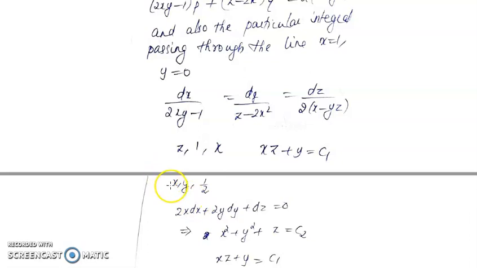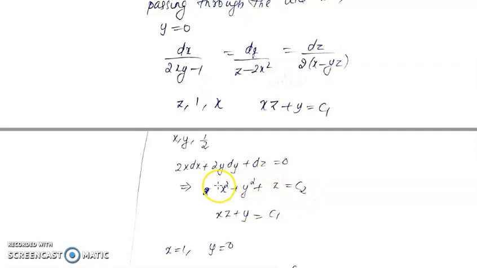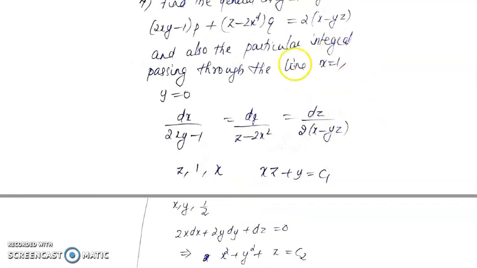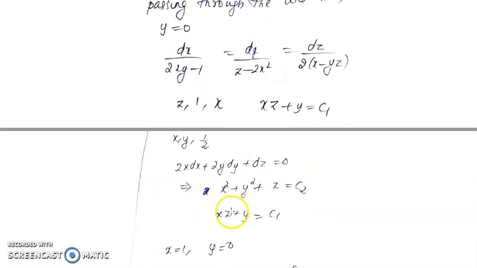So you will get x dx plus y dy plus 1 by 2 dz equal to 0, which can be simplified as 2x dx plus 2y dy plus dz equal to 0. On integrating, you will get x square plus y square plus z equal to c2. So you have two solutions, u equal to c1 and v equal to c2. Now the general integral will be f of xz plus y and x square plus y square plus z equal to 0.